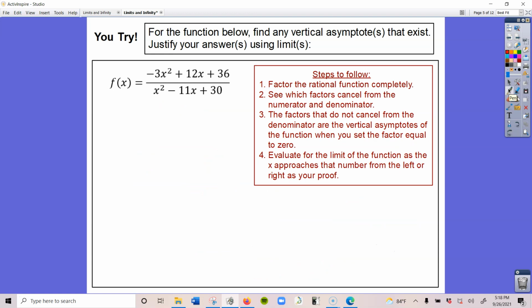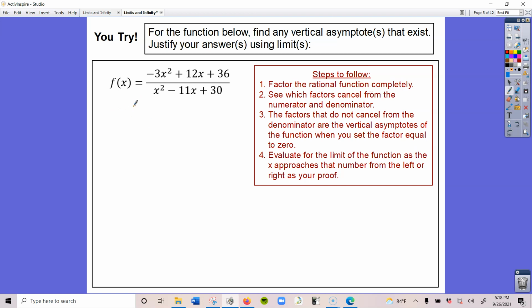Now let's look at this question here. For the function below, find any vertical asymptotes that exist, and then we're going to justify the answer using limits. First I need to figure out where we have a vertical asymptote, which occurs when the denominator is equal to 0, as long as that particular factor didn't cancel with the numerator. So we're going to factor everything, the numerator and the denominator. And here I have the steps for you to follow in case you need a review on how to find vertical asymptotes. Like I said, that first step is to factor the rational function completely.